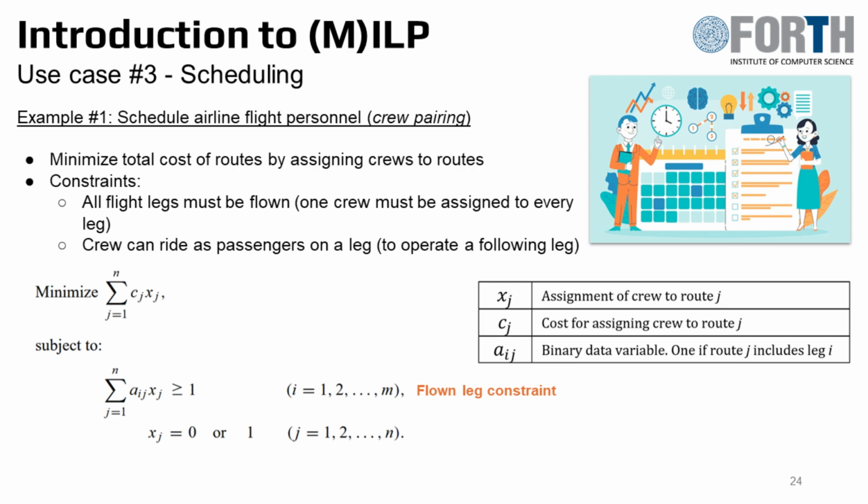Mathematically, this modifies the coverage constraint from equality to an inequality. Instead of requiring the sum over selected routes to equal 1, we now require it to be greater than or equal to 1. The objective function remains unchanged. We still minimize total route cost. This extension preserves the binary structure of the model while better reflecting real-world crew scheduling practices.